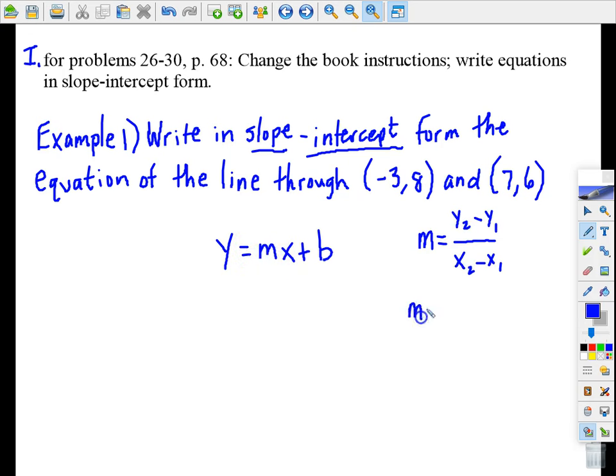All right, and so I'm going to do y2, which is 6, that's my second y, minus the first y, 6 minus 8. And then the denominator will be the second x, which is 7, minus the first x, which is negative 3. And then simplifying this, I get negative 2 over 10, which reduces to negative 1/5. So I know what's going to go in for m. I can substitute negative 1/5 in place of the variable m, because we've just discovered the slope of this line.